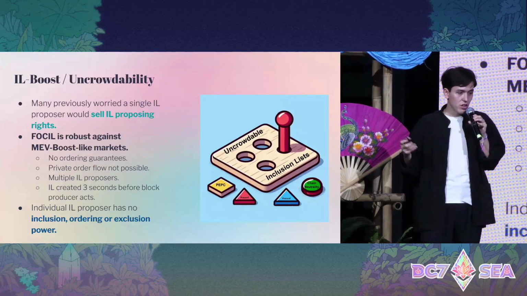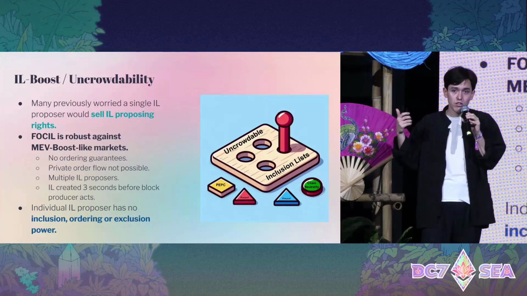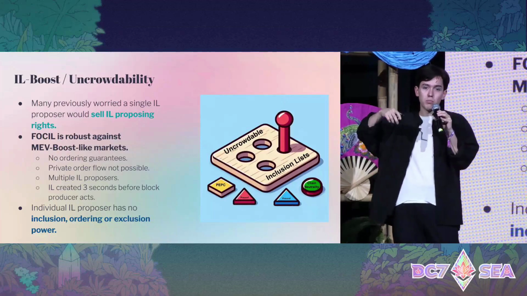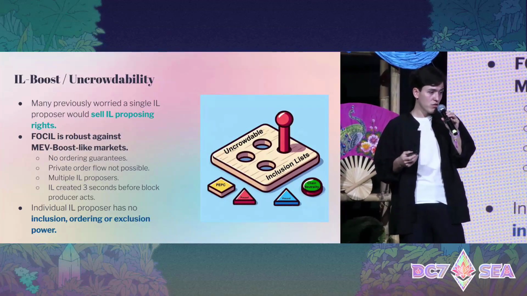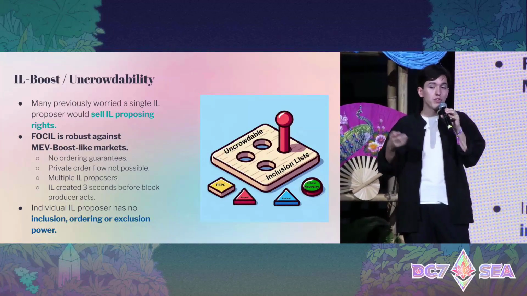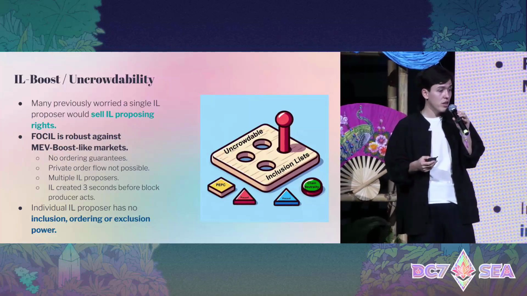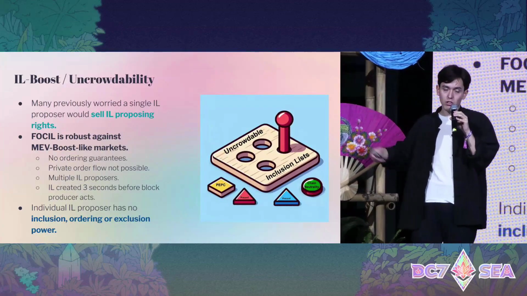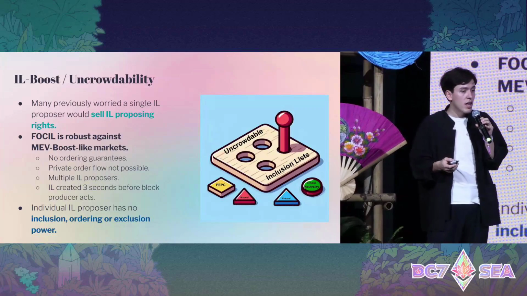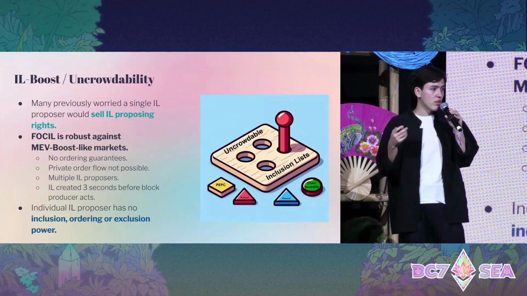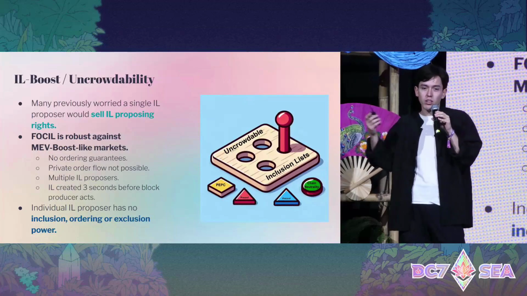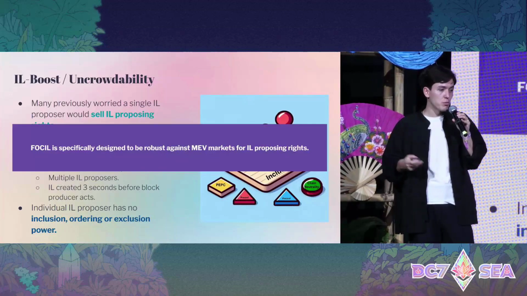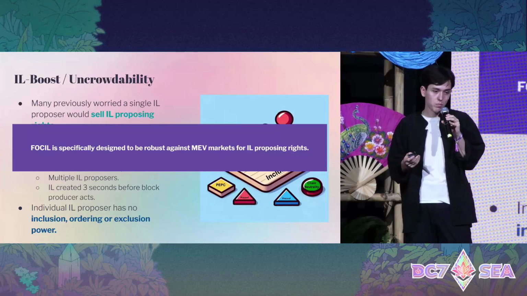We say that FOCIL is not very useful for this because there are no ordering guarantees. The inclusion list doesn't tell you where in the block your transaction lands. There is no private order flow possible because any inclusion list is publicly propagated over the network in order for it to be enforced. There are multiple inclusion list proposers, which prevent some of the inclusion and extortion attacks that we talked about briefly. And the inclusion list is created 3 seconds before the block producer acts. So the block producer has more information about the external state of the world than those who make the inclusion list have. And this means that no individual inclusion list proposer has the right to include, order, or exclude transactions, which is like the canonical definition of MEV. So FOCIL is specifically designed to be as robust as possible against MEV markets for inclusion list proposing rights.